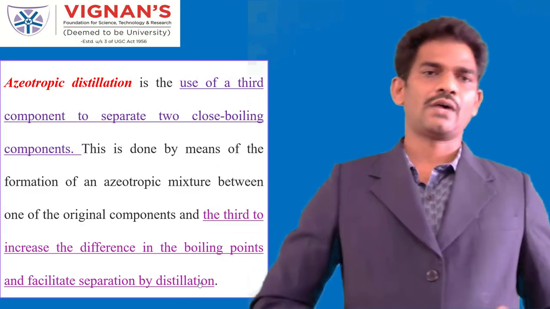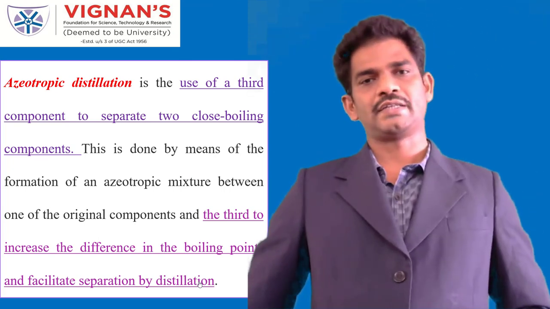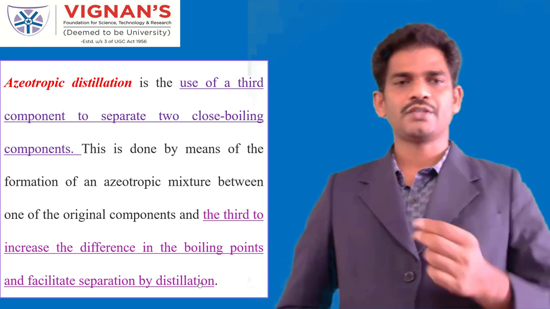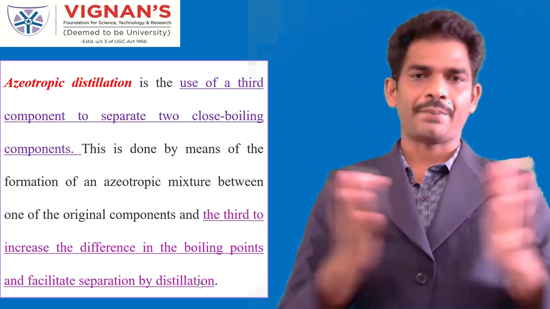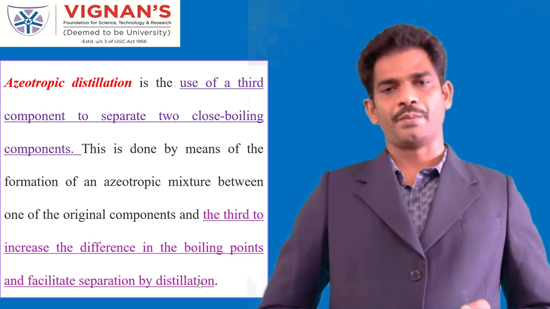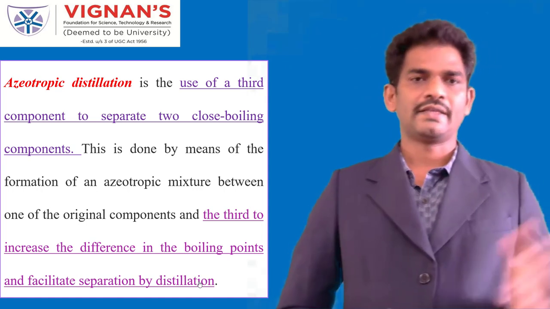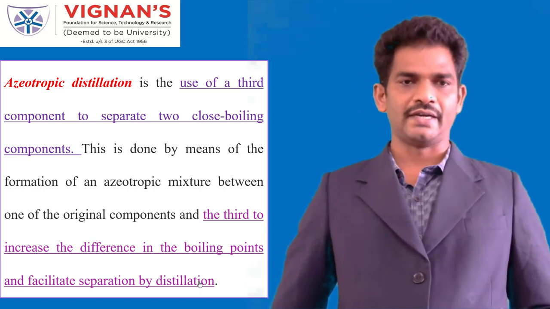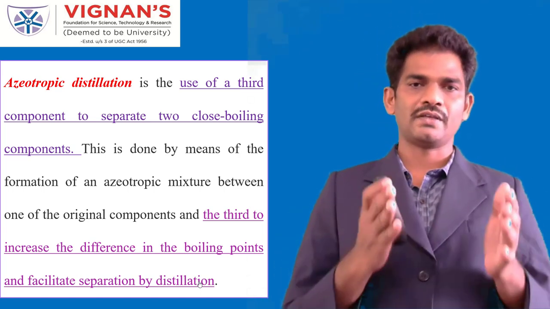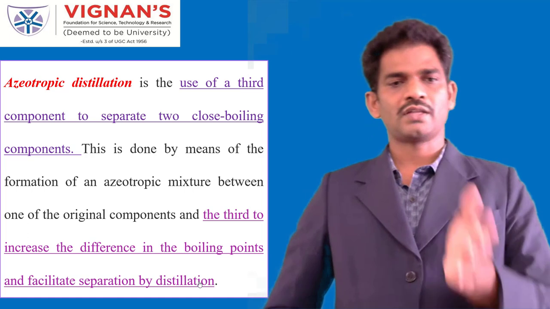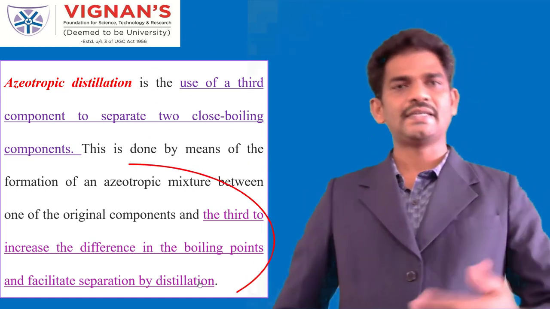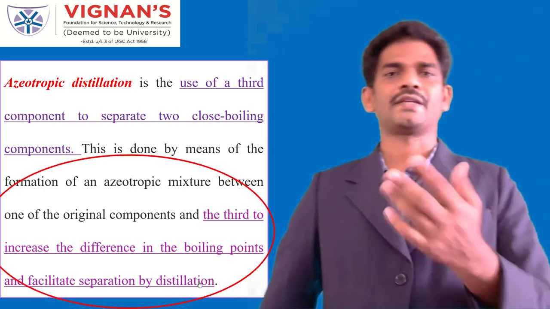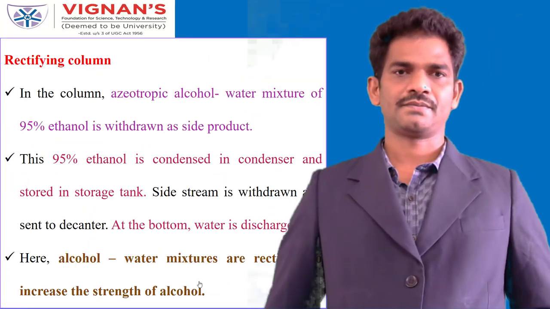So for ethanol recovery, we can use the azeotropic distillation process. Azeotropic distillation uses a third component to separate two close boiling components. For example, in the ethanol recovery process you can add benzene as an azeotropic agent for separation of ethanol and water. The third compound that we have added increases the difference in the boiling points, which facilitates the separation by the distillation process.